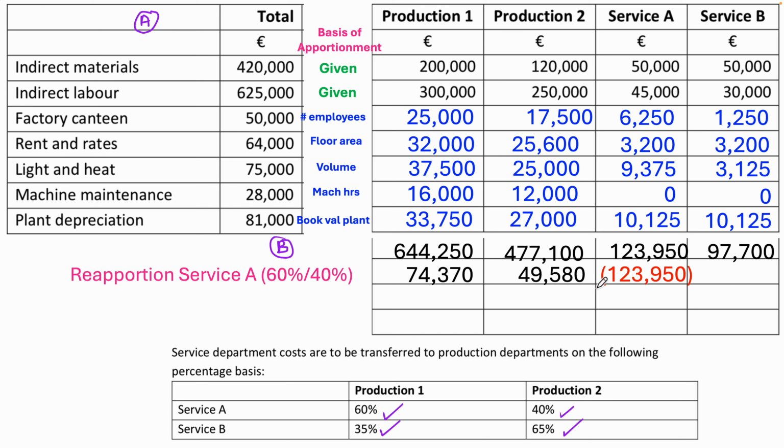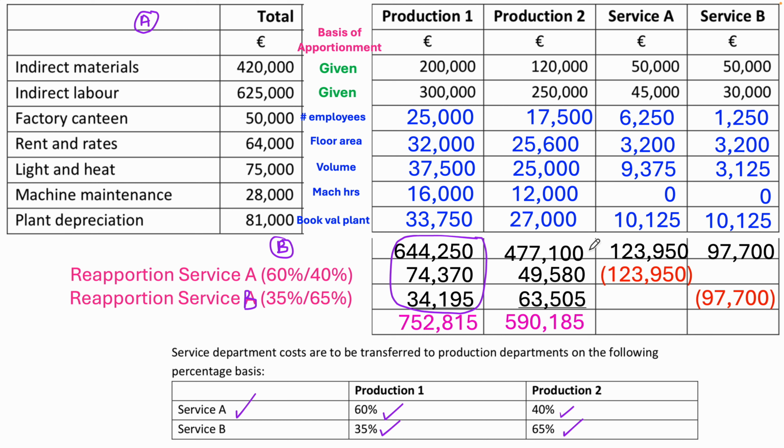Now to do service B. We're going to take the 97,700 here, and we're going to split it up 35, 65. So 34,195 will go into production 1, and then 63,505 will go into production 2. So in total, when we tot these all up here, we have 752,815 for production 1, and 590,185 for production 2. So they're all of the costs that we can attribute to production 1 and production 2.